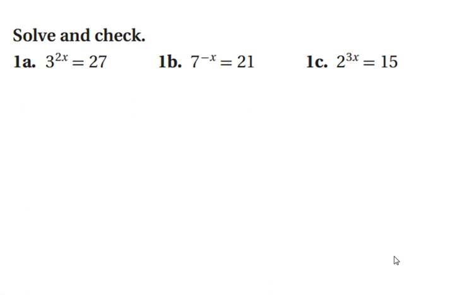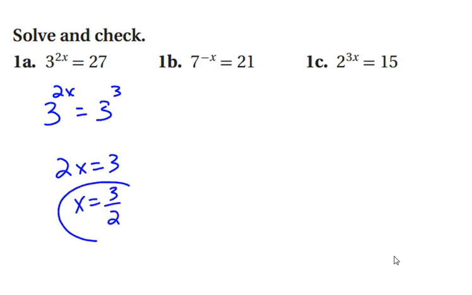So as a for instance, look at these 3 examples. We have 3 to the 2x equals 27. So the first thing you try to do is get the bases the same. 27 is a nice number because that's 3 cubed. So you get 3 to the 2x is equal to 3 cubed. Therefore, 2x equals 3, so x has to be equal to 3 halves. And you can plug that in and check it.